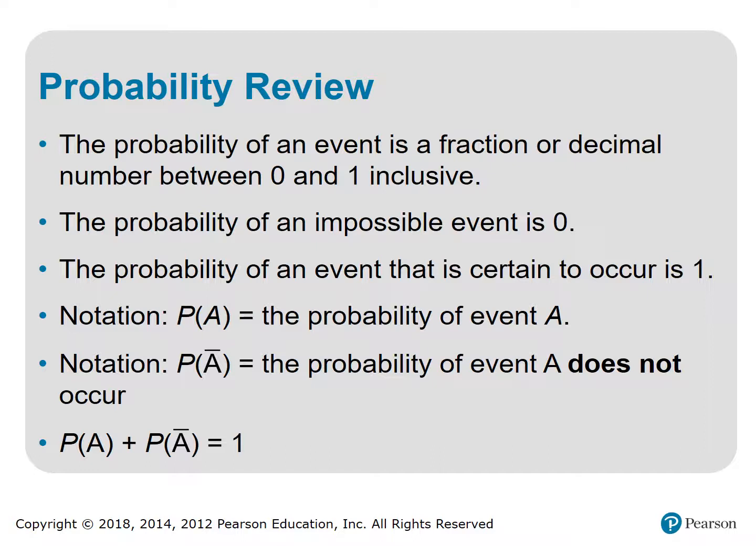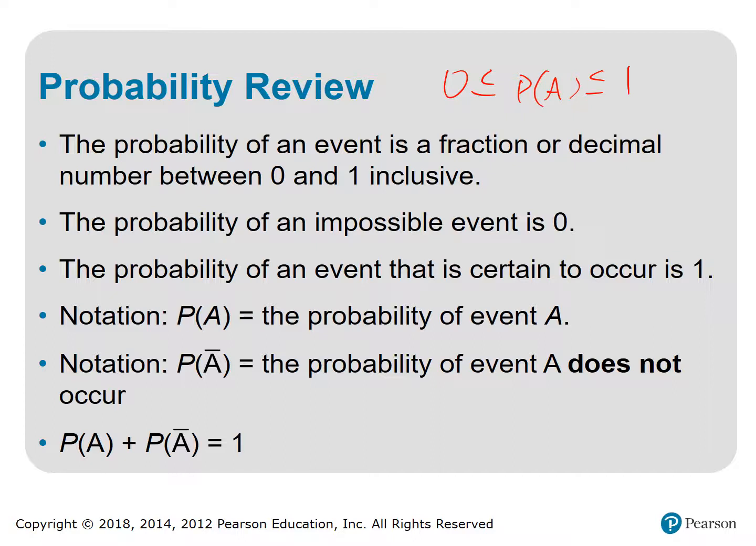Review. The probability of an event is a fraction or decimal. We can sometimes report it in terms of a percent, but when we're thinking about probabilities, we typically want to do our calculations in the decimal format. And when you put it in the decimal format, it is always going to be between 0 and 1. And this inclusive means you can include the 0 or you can include the 1. So the probability of any given event looks like this. All right.